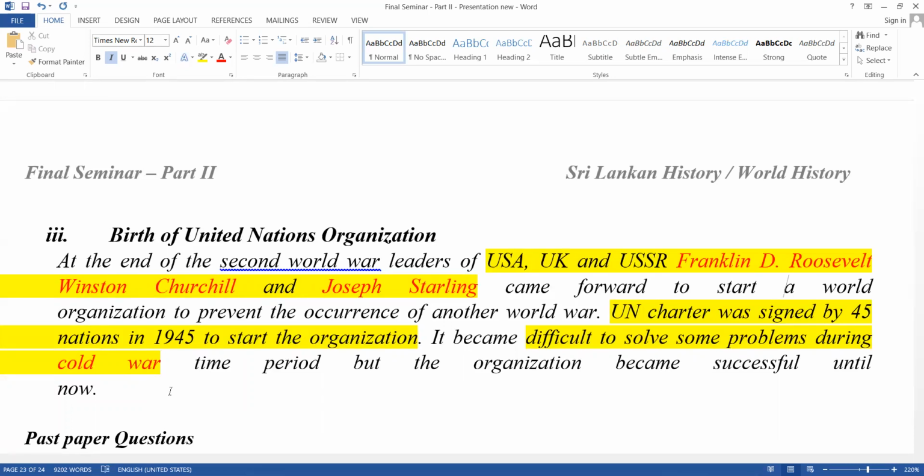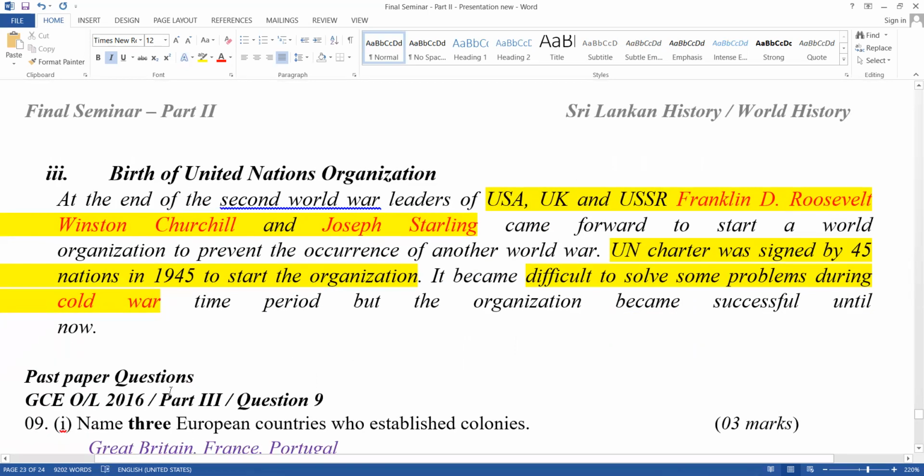Now we'll move on to past paper questions. 2016: name three European countries that established colonies. Great Britain, France and Portugal.